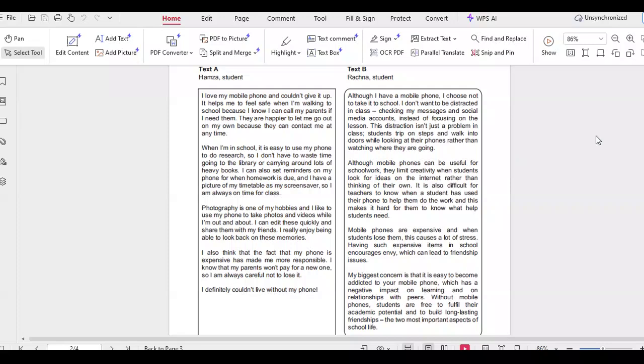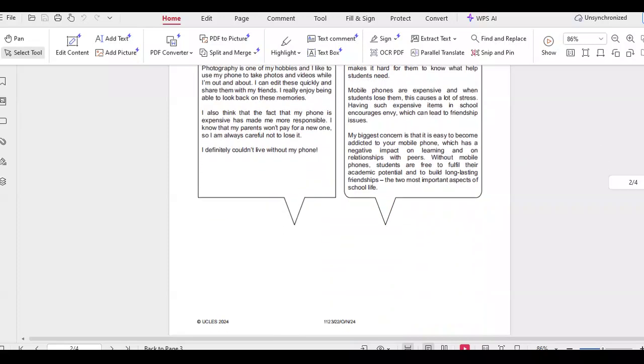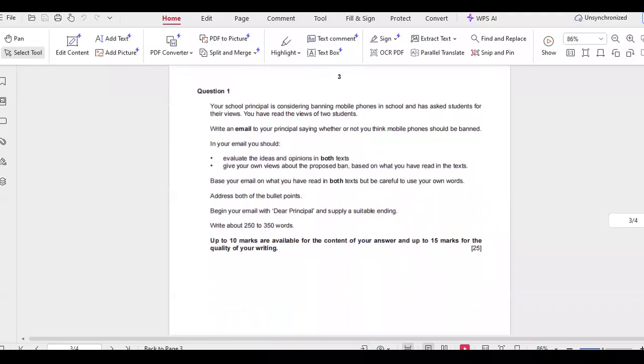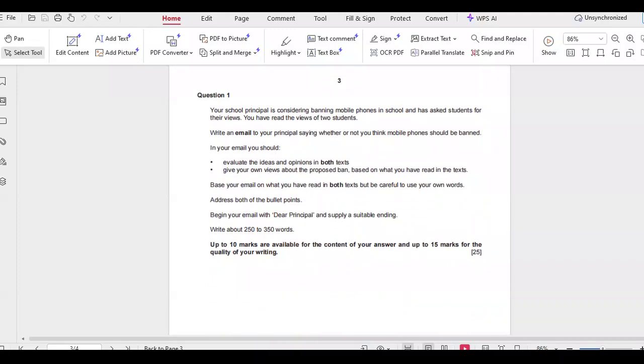So, connecting it to the question that your principal has asked, to present your own views, you are going to work with a persuasive stance. First, you need to decide what you agree with. Do you agree that students should be allowed to bring their phone, or that students should not be allowed to bring their phone? Or if you want to bring up a new stance that is neutral between both of the texts, that would be very appreciable.